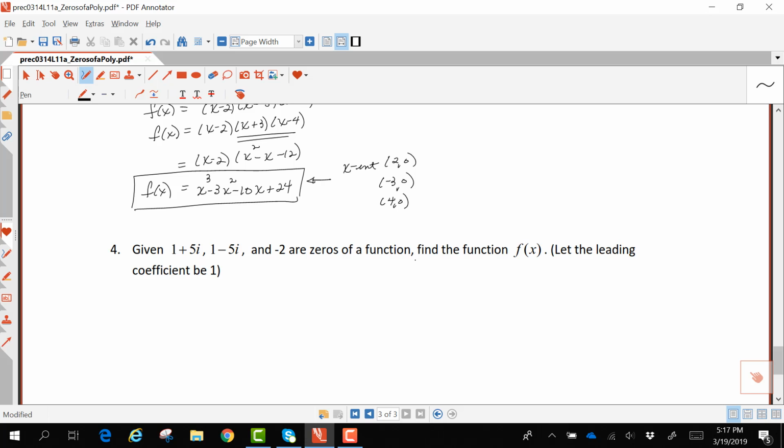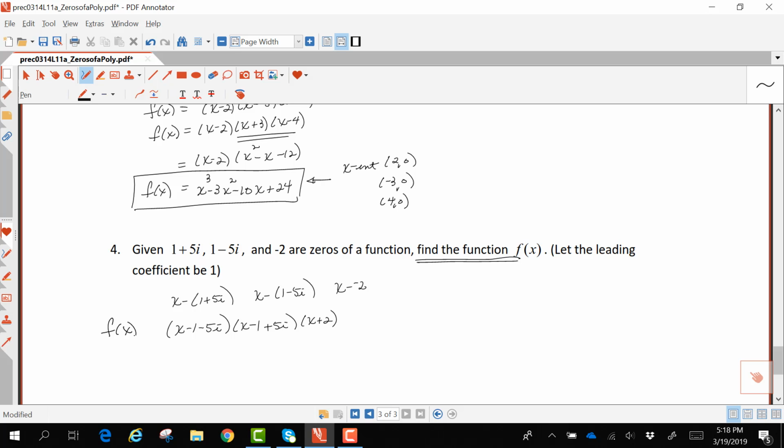Number 4 again is asking to find the function, find the equation of the polynomial. So we will do the same thing with the given zeros. We'll take x minus the 1 plus 5i, x minus the 1 minus 5i, and x minus the -2. Be very careful that this becomes x minus 1 minus 5i, x minus 1 plus 5i, and x plus 2.